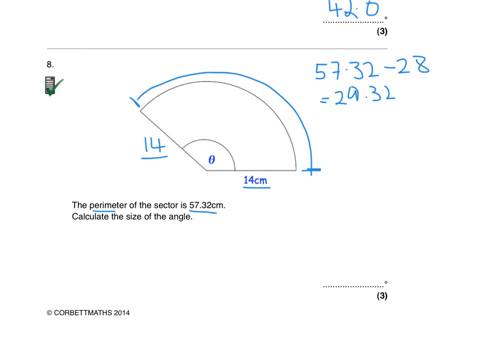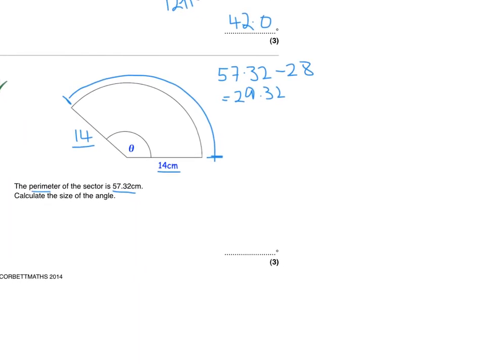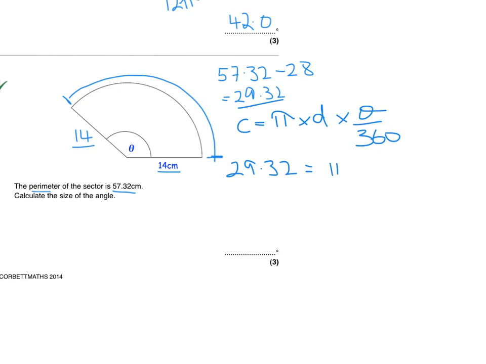Now I'm going to rewrite the equation that we did last time. So C equals pi times D, or arc length equals pi times D times theta over 360. Now I want to put in the values that I know. I know the diameter is 28 and the arc length is 29.32. So 29.32 equals pi times 28 times theta, and I can just say it's all over 360.